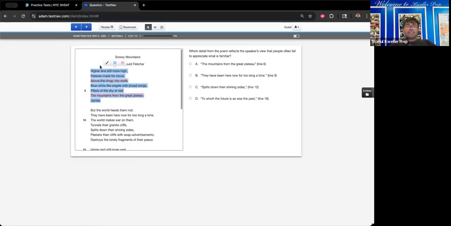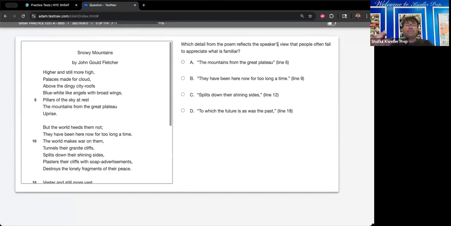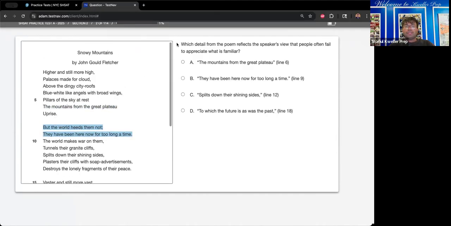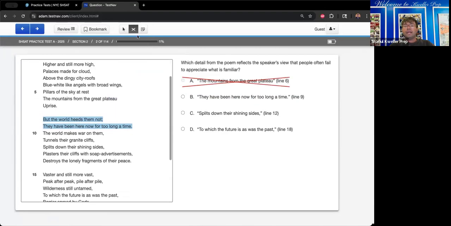Okay, I'm gonna clear this. What detail from the poem represents the speaker's view that people often fail to appreciate what is familiar? Okay, what talks about the people? I mean, not even looking at the answer choices, I know that this says the world heeds them not. This is talking about what people think about nature itself. So something in these two lines. The mountains from the Great Plateau, again, this is just describing the mountains, so can't really choose this. They have been here for too long a time.